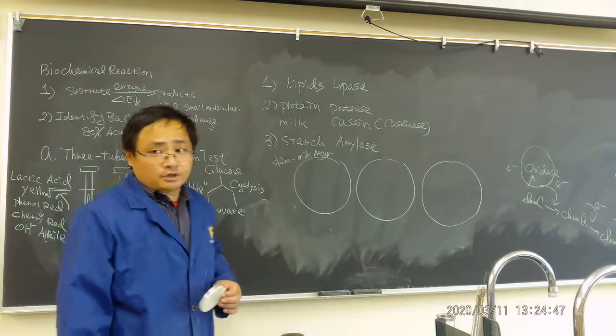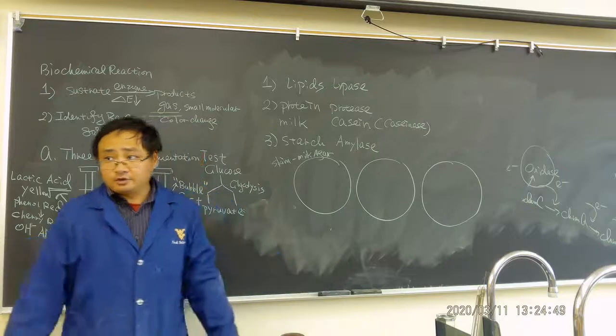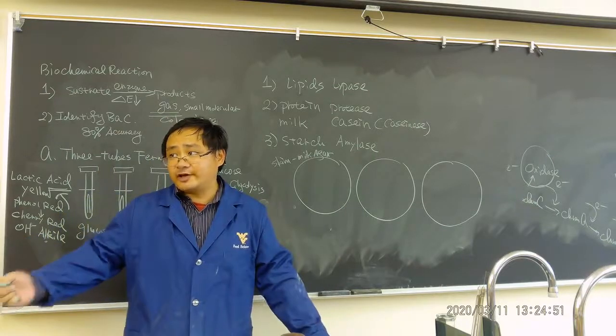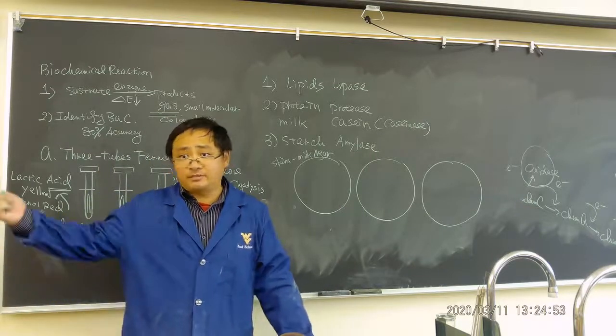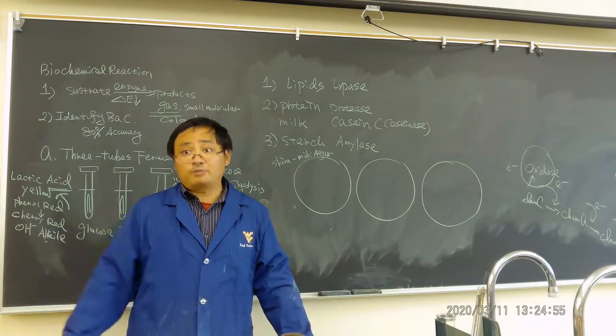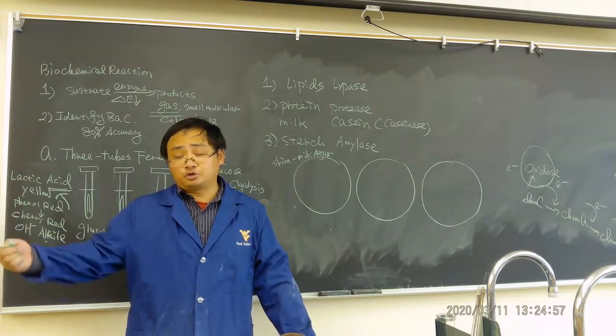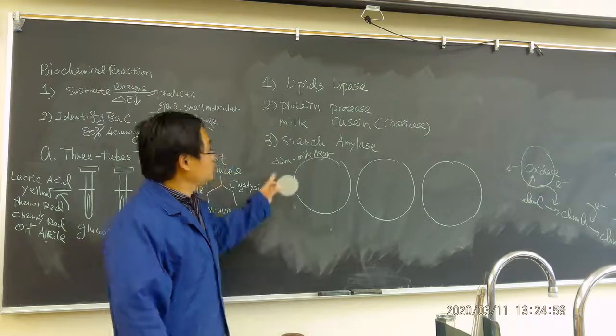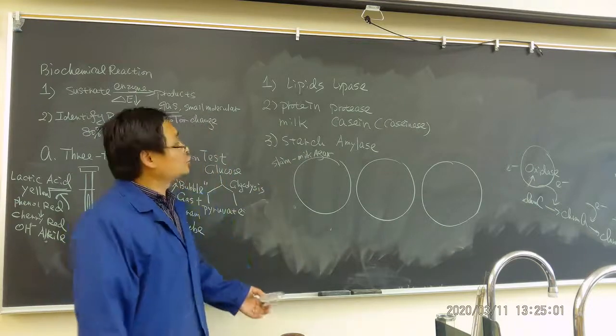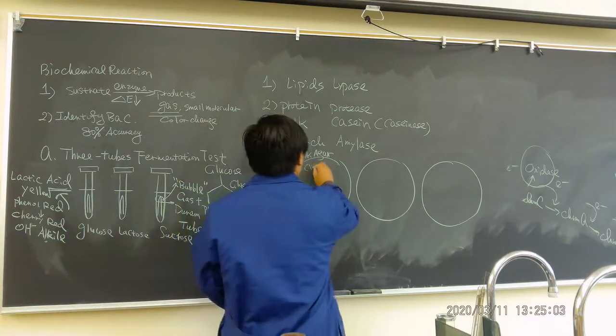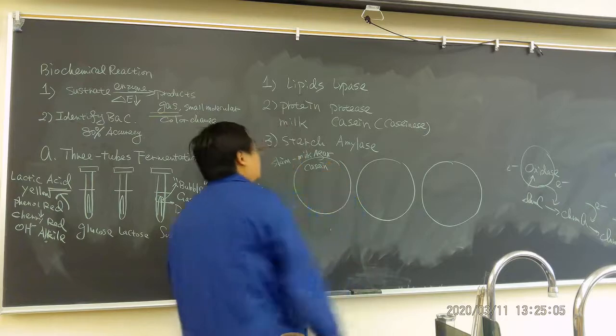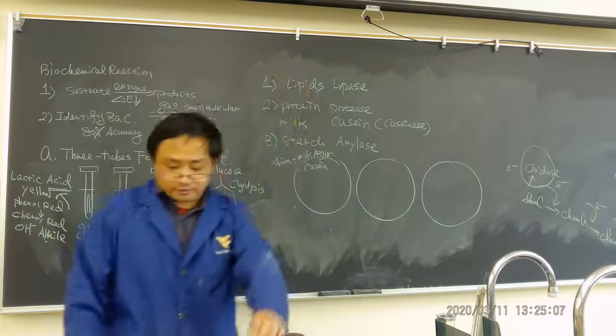Why do we use skim milk? Because there's no fat there. Do you know how much fat whole milk has? 8 grams. 2% milk, how much is there? 1.6 or 2 grams. Skim milk is 0% fat. So it should all be casein. Okay? This is skim milk.